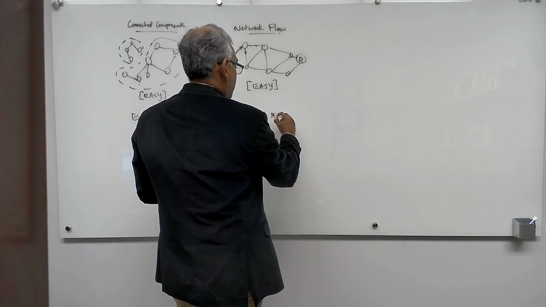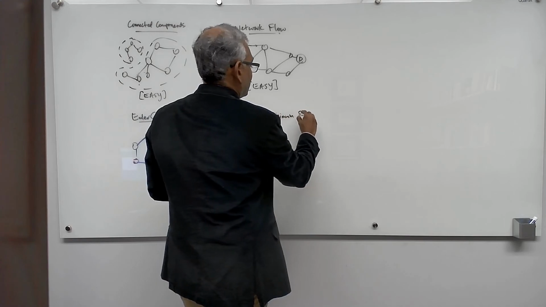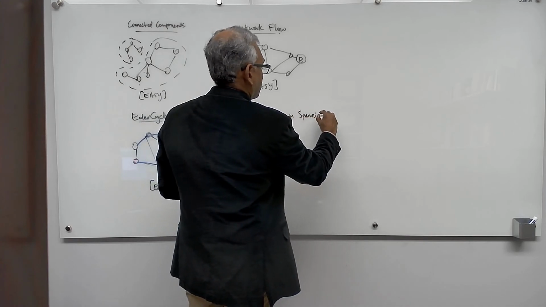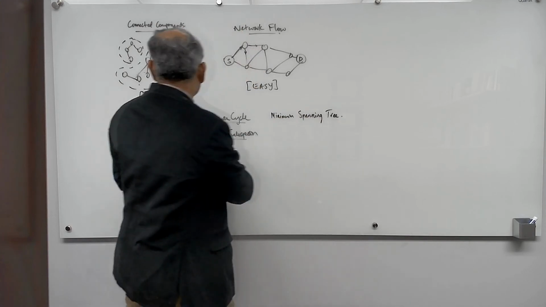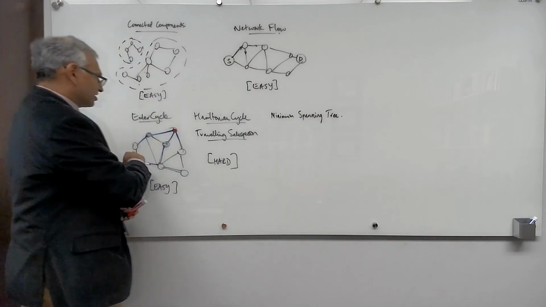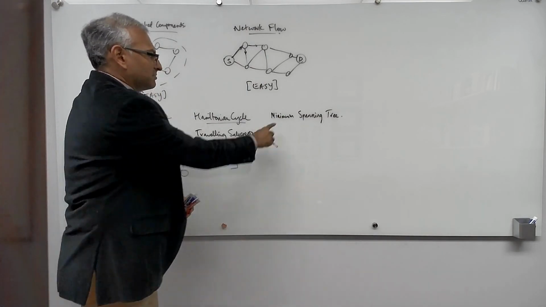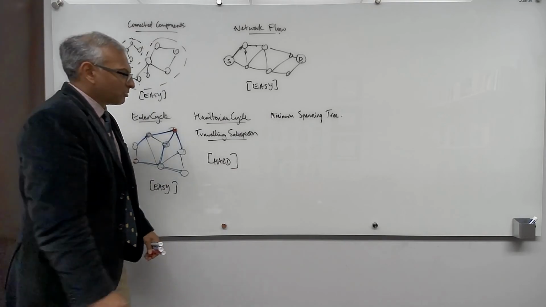Minimum spanning tree. Tree, because you see I've constructed a tree. Spanning, because every vertex can reach every other vertex. And minimum, because I want it to cost the smallest amount.